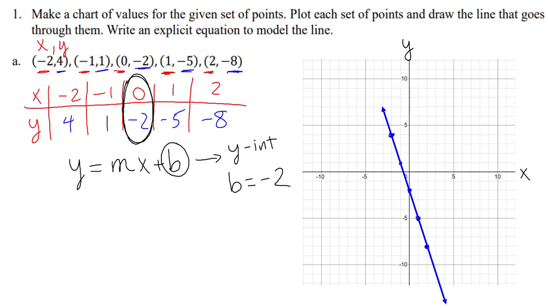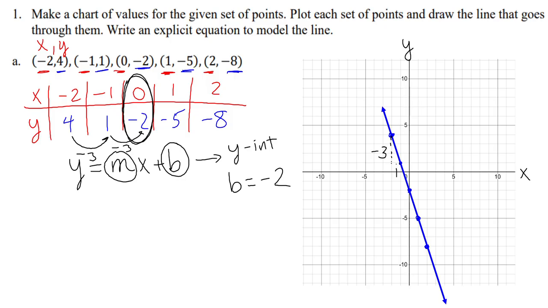Then to figure out what m is, we need to see how much this changes each time. We can see it both in the chart. We're subtracting 3 to go from 4 to 1, and then subtracting 3 again to go from 1 to -2. But we can also see that on each of these points on the graph, to get from one to the next, we go down 3, that's a -1, and to the right 1. And -3 divided by 1 is -3.